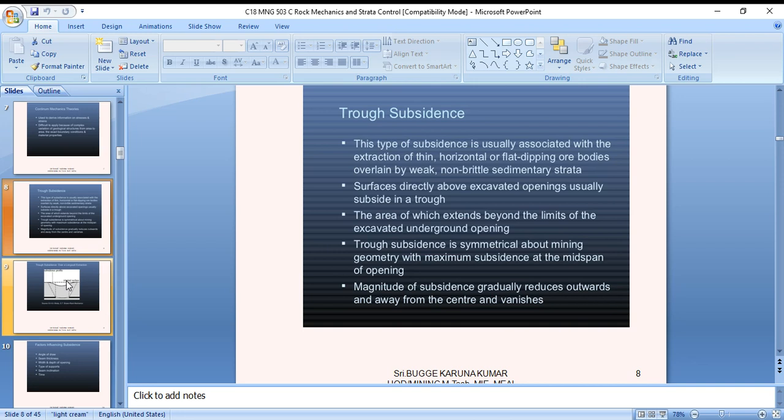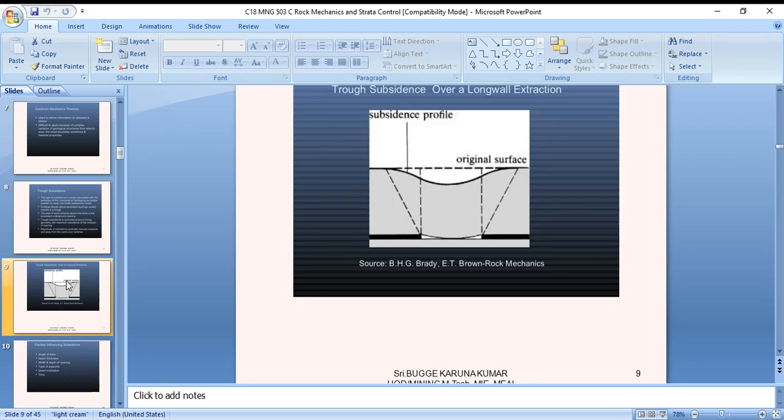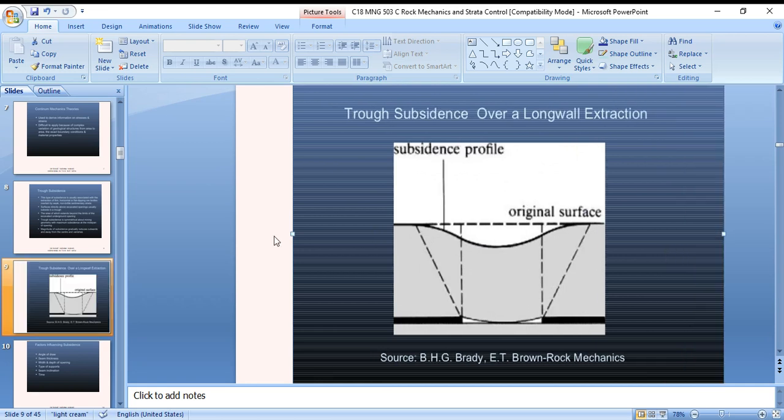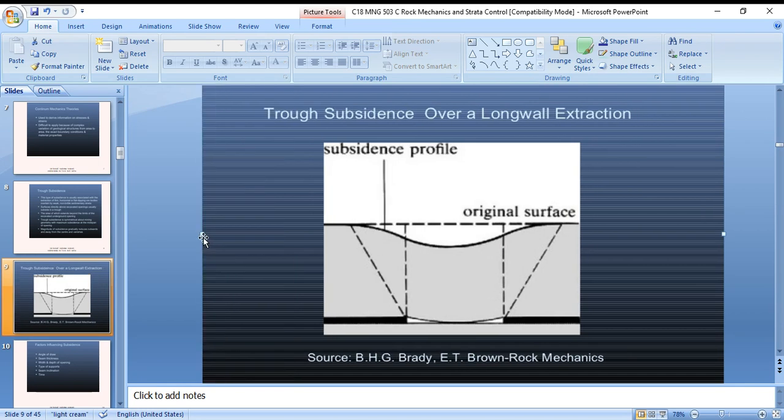Surfaces directly above the excavated openings usually subside in a trough, the area of which extends beyond the limit of the excavated underground opening. Trough subsidence is symmetrical about the mining geometry, with the maximum subsidence at the mid span of the opening. The magnitude of subsidence gradually reduces outwards, away from the center, and vanishes. This is an example from Brown's rock mechanics reference, and a standardized subsidence profile can be shown for a longwall excavation.